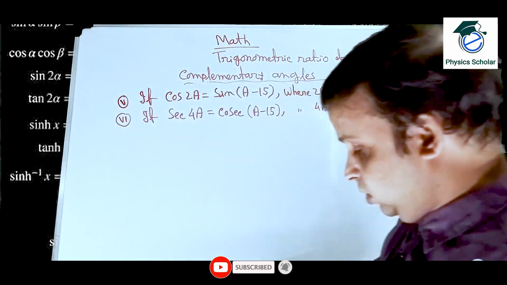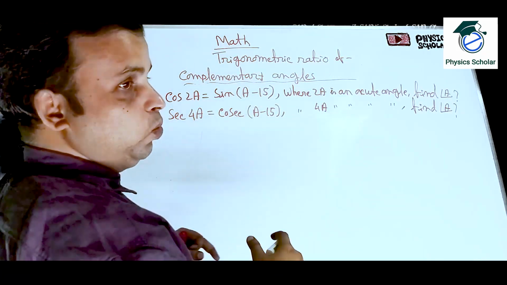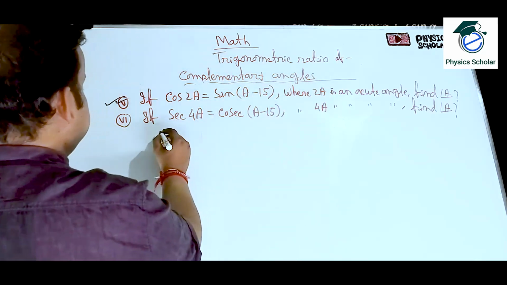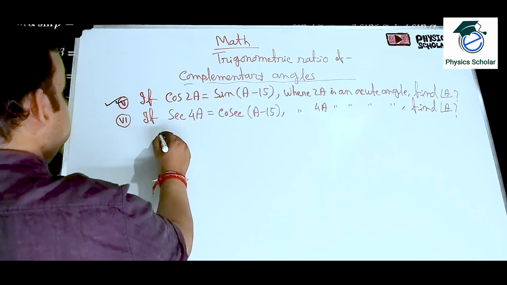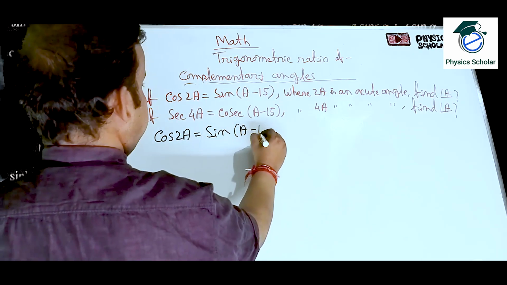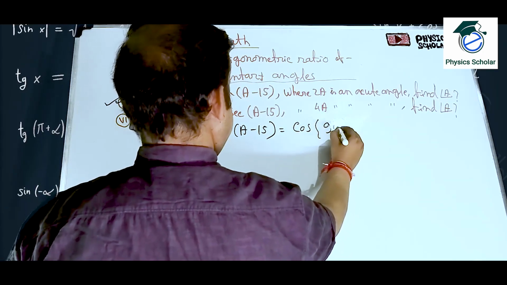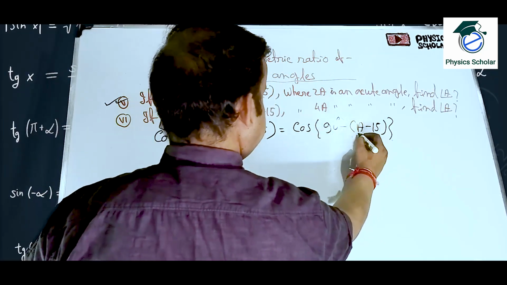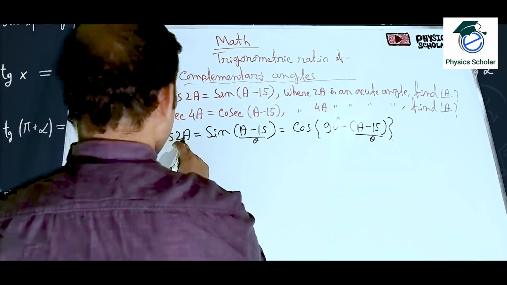So now students, let us come to sum number 5. Similar type of sums, but I am only doing different types of patterns. Okay. The rules are different, only for your practice. So now it is what? Cos 2A. 2A is an acute angle, that means it will lie in the first quadrant. Clear? So cos 2A is equal to sine of A minus 15. Clear? So what can you write? Cos of 90 degree minus A minus 15. Cos 90 degree minus theta, this is theta. So cos 90 minus theta means what? Sin theta. Clear? So cos 2A is equal to cos this.